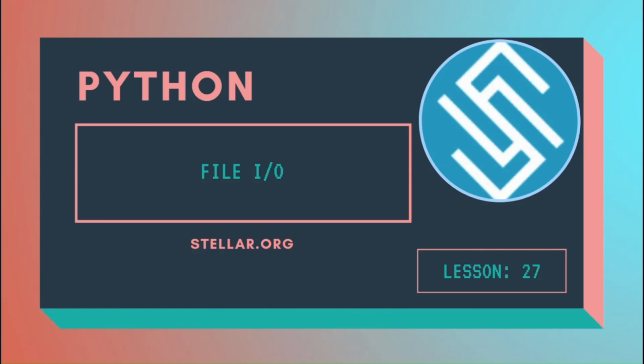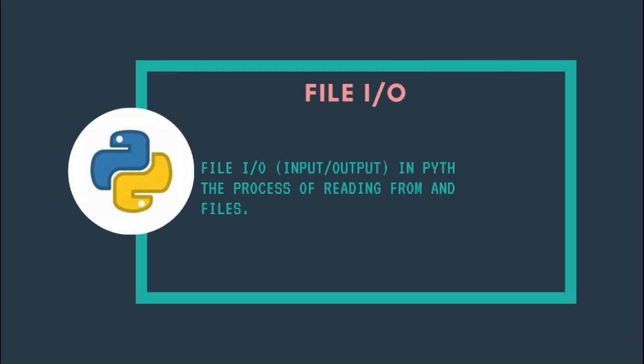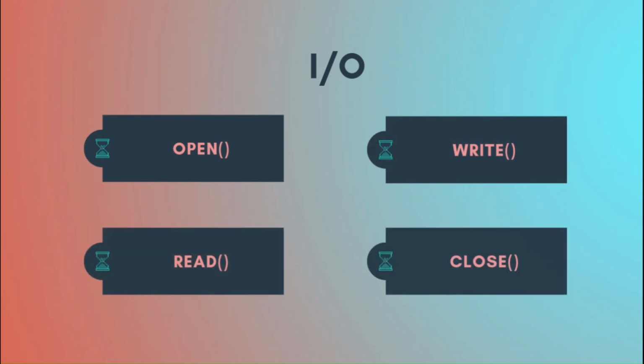In this video, we will talk about file I/O or file input/output. File I/O in Python refers to the process of reading from and writing to files. It enables you to interact with files on your computer, such as reading data from a file or writing data to a file. Python provides built-in functions and methods to perform various file input/output operations. There are various tools that you can use to read from and write to a file.